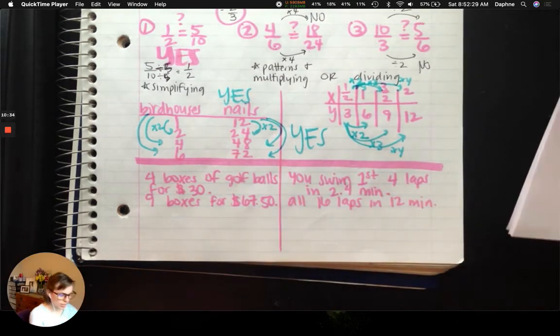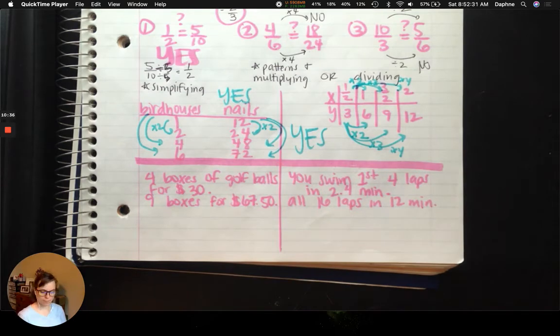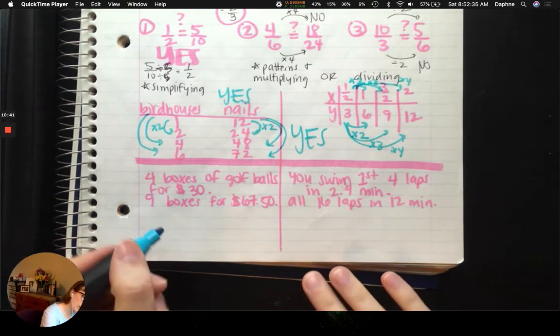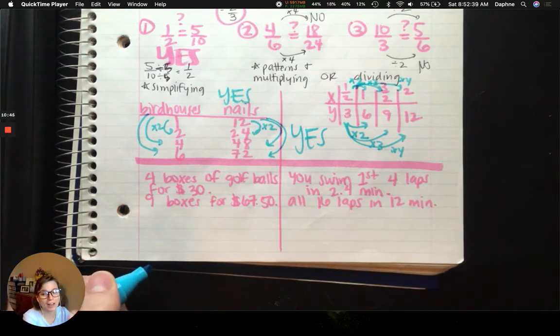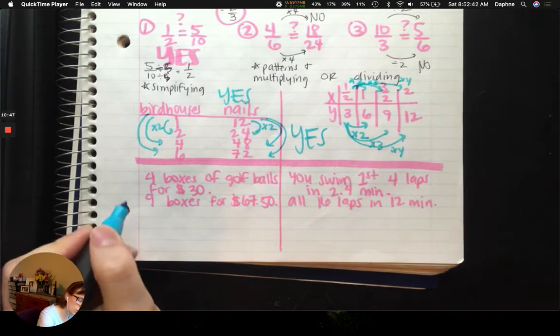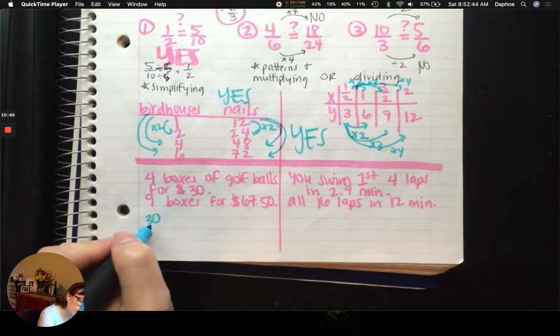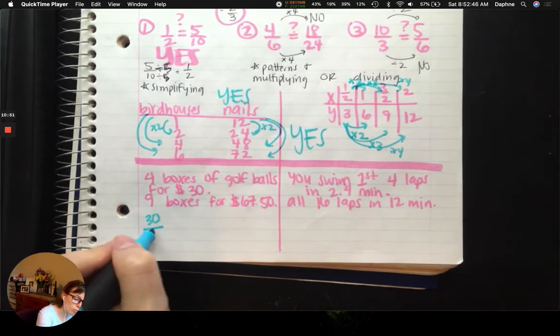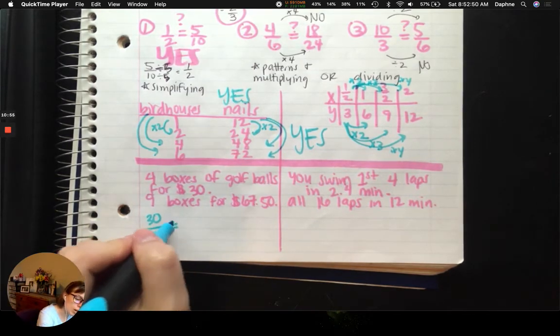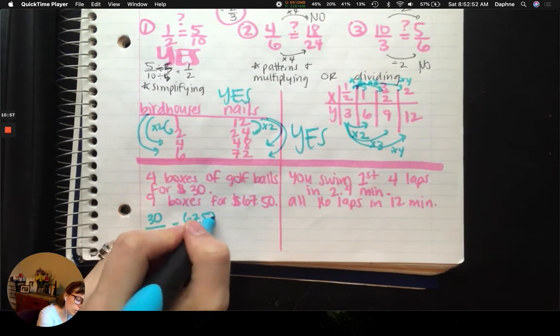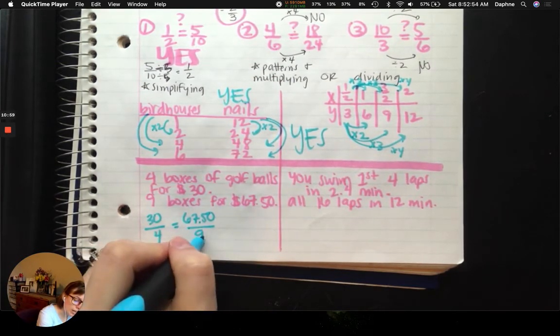Are these proportional? Okay, so doing the math. For golf balls, I have 4 boxes for $30. Because we just came off of Better Buy two learning targets ago, I'm going to put the 30 in the numerator because it's money and put the 4 below it so we can see that Better Buy, if we wanted to think about it that way. And I'll put the 67.50 in the numerator and put 9 in the denominator.